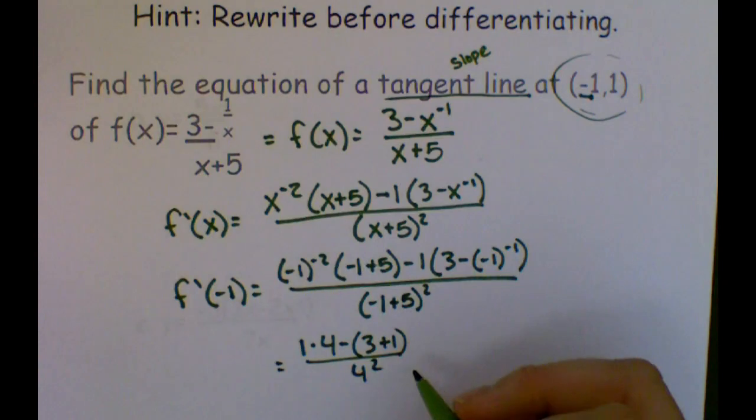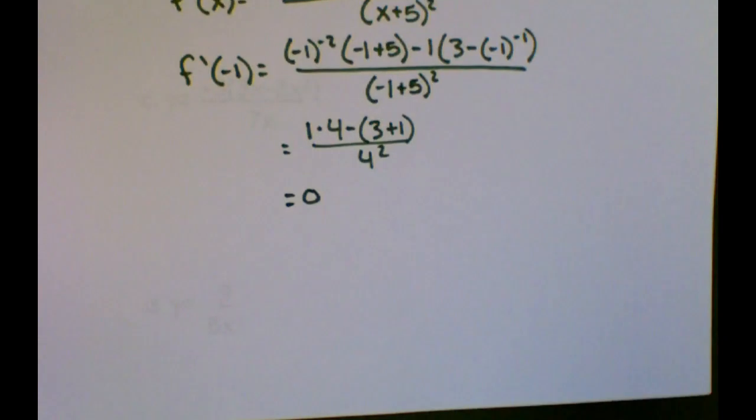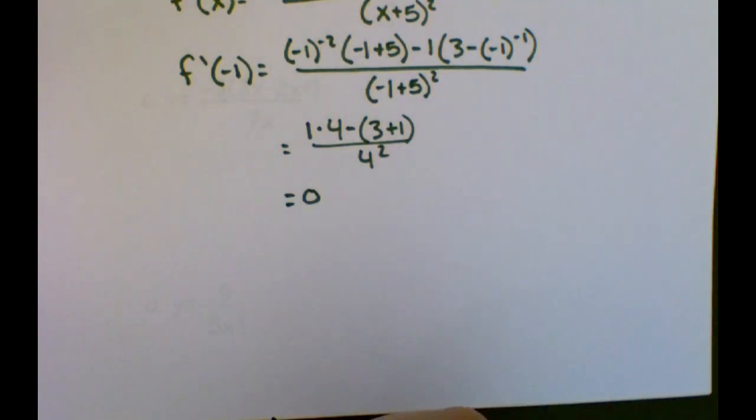So my slope is 4 minus 4 over 4 squared. My slope is 0. All right, that's only half the problem. I need to find the equation of the tangent line. So I need the equation of a line with a slope of 0 that goes through the point (-1, 1).